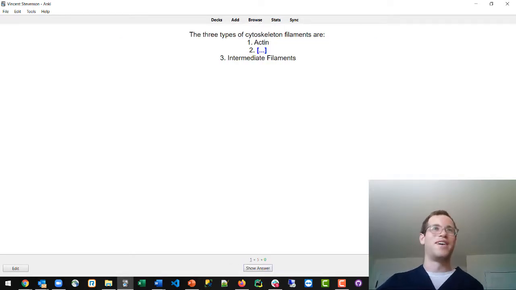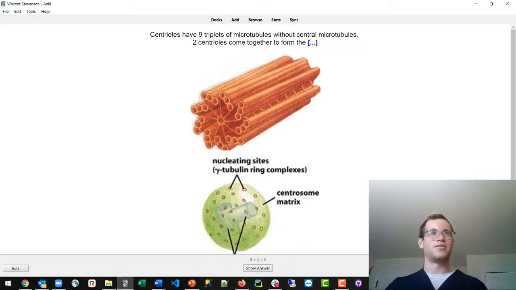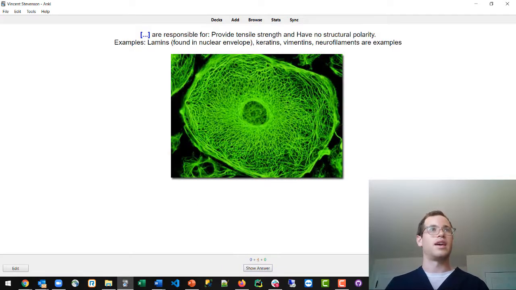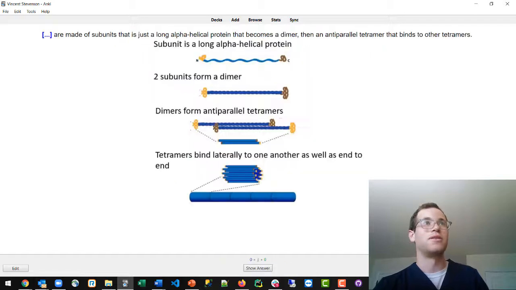And getting finally here, we've got the 3 types of cytoskeleton filaments: the actin, the intermediate filaments, and also the microtubules. And we've got these centrioles. Centrioles are going to come together to form the MTOC, the microtubule organizing center. And then we are going to have the intermediate filaments. These provide that tensile strength for the cell. They don't have any structural polarity. Examples are the lamins that we talked about earlier.